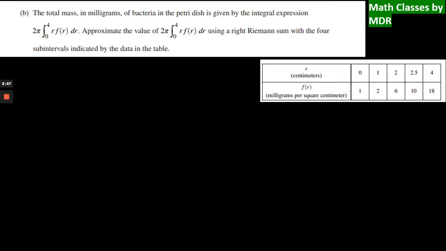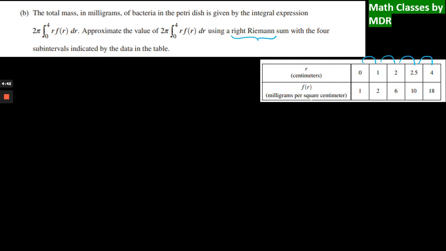Now let's go to the second part of the question, B. The total mass in milligrams of bacteria in the petri dish is given by the integral expression 2 pi times the integral of r f of r dr from 0 to 4. Approximate the value of 2 pi times the integral of r f of r dr from 0 to 4 using a right Riemann sum with the 4 subintervals indicated by the data in the table. We already have 4 subintervals here: 0 to 1, 1 to 2, 2 to 2.5, and 2.5 to 4.